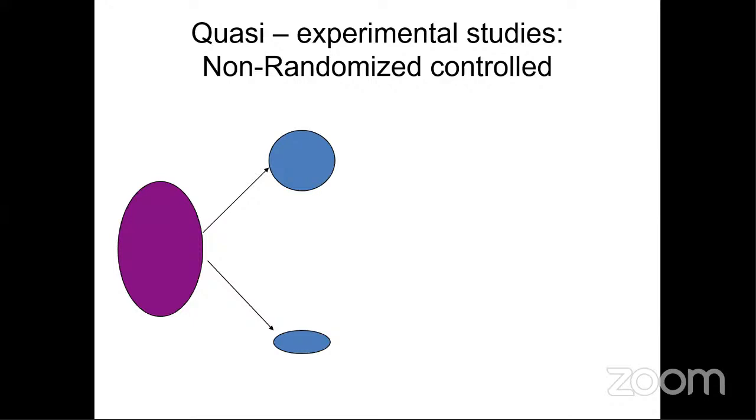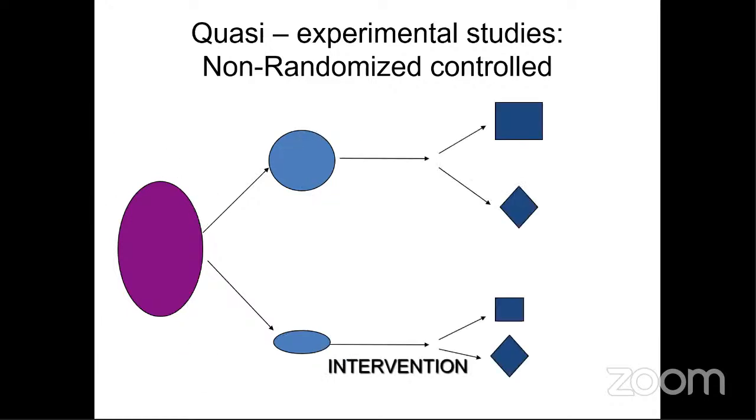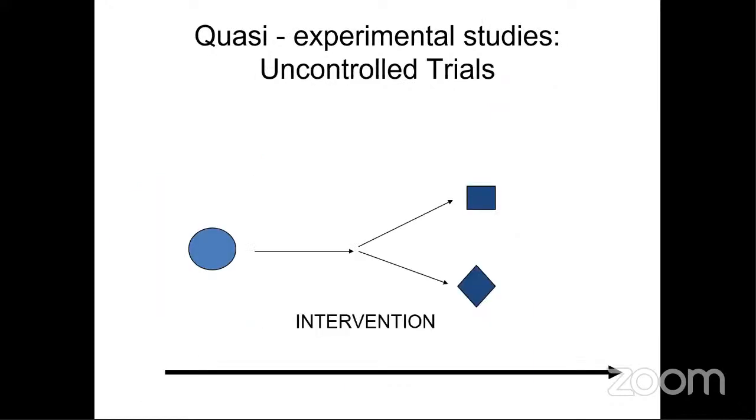You also have your quasi-experimental studies, which are non-randomized controlled. You have your intervention, then you have your outcomes over time. Uncontrolled, you have your intervention, then you just look at the outcome. That would be your research designs, both descriptive and analytical.